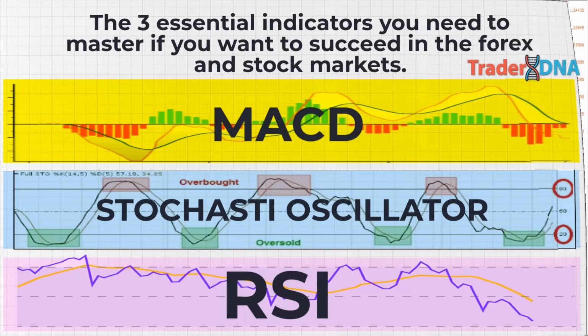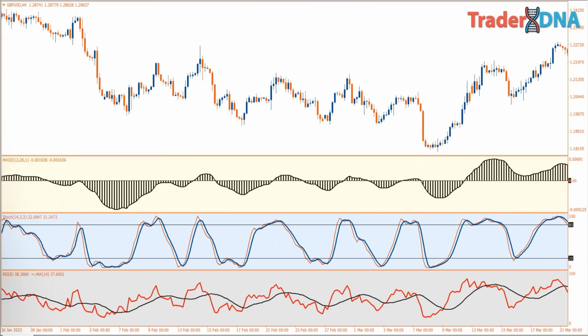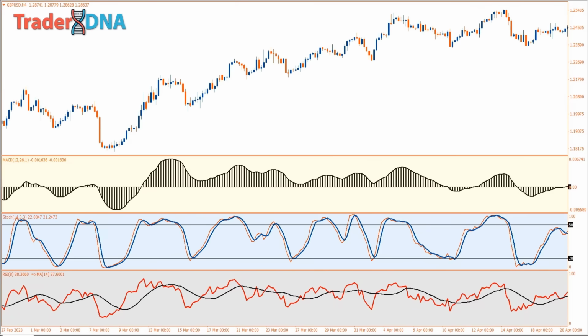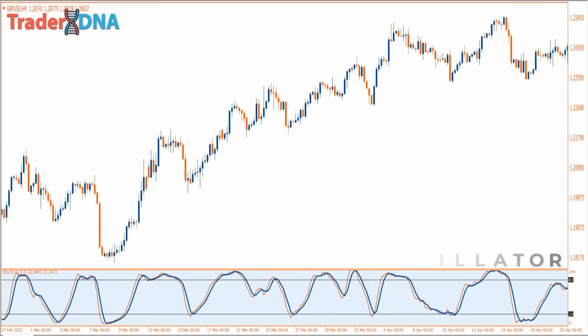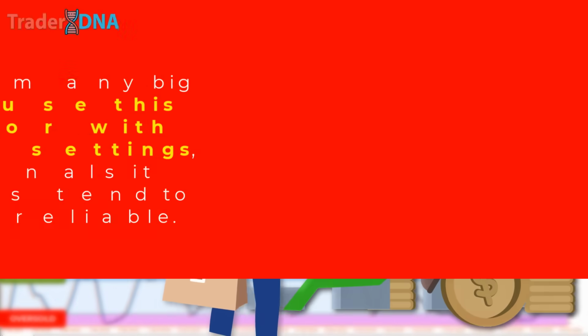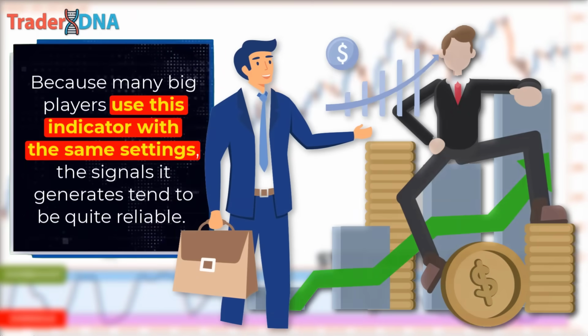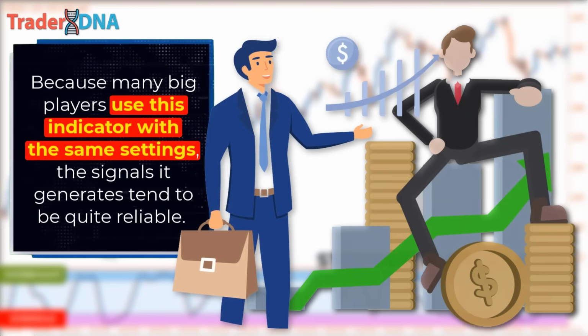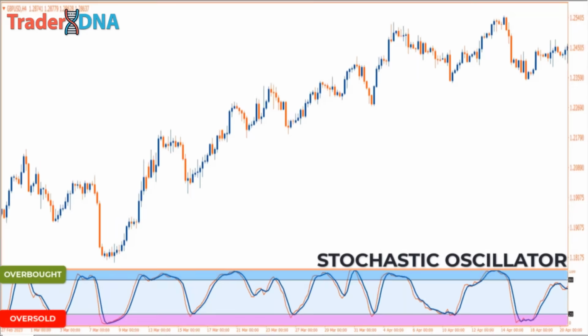So, let's get started. Let's talk about the Stochastic Oscillator indicator. This is a favorite tool among pro traders and institutional investors for spotting overbought and oversold conditions. Because many big players use this indicator with the same settings, the signals it generates tend to be quite reliable. So, when you use the Stochastic Oscillator with these settings, you're tapping into a method that many successful traders trust.